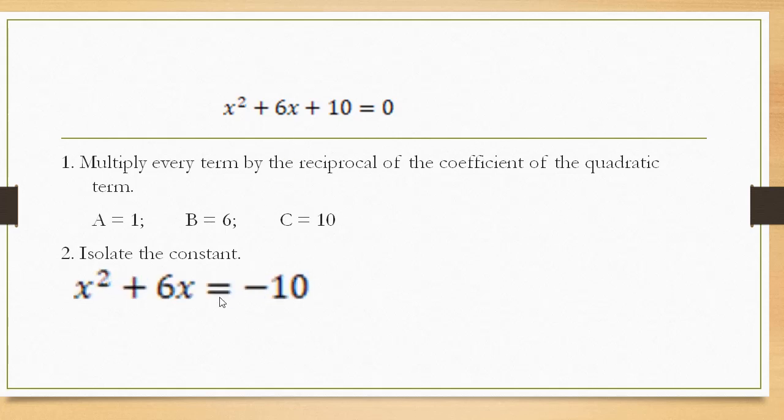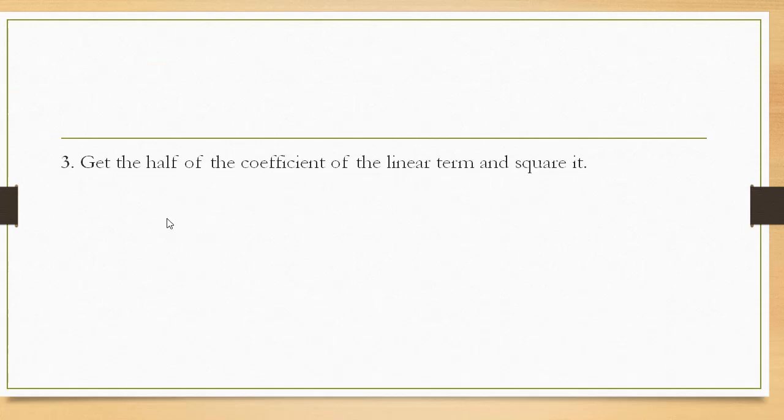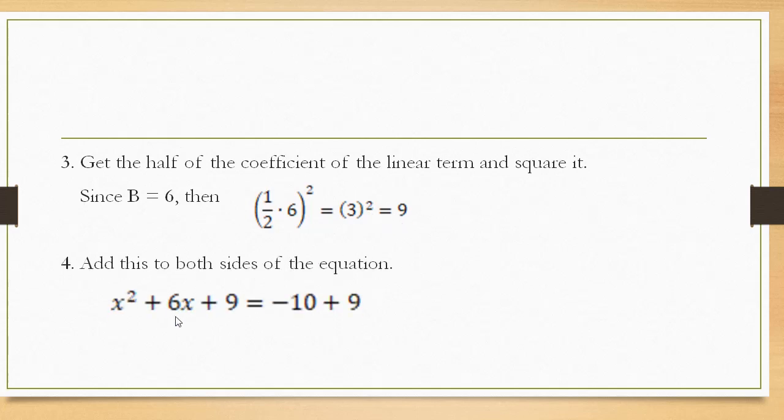The third step, we have get the half of the coefficient of the linear term and square it. Since atong b, dito sa atong example, kay 6, then 6 divided by 2 is equal to 3. And then, i-square na to ang 3, mahimo siyang 9. So, ang kaning 9, i-add na to both sides dito sa step 2 nga equation. Dito sa imuhang standard form na equation na karon.